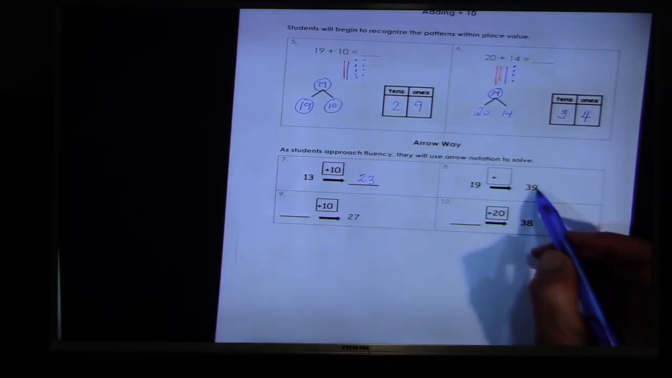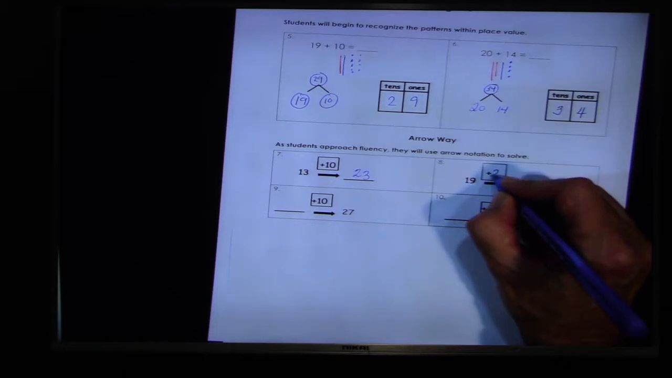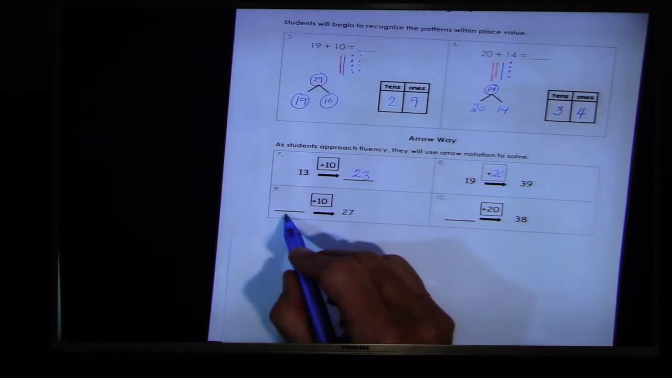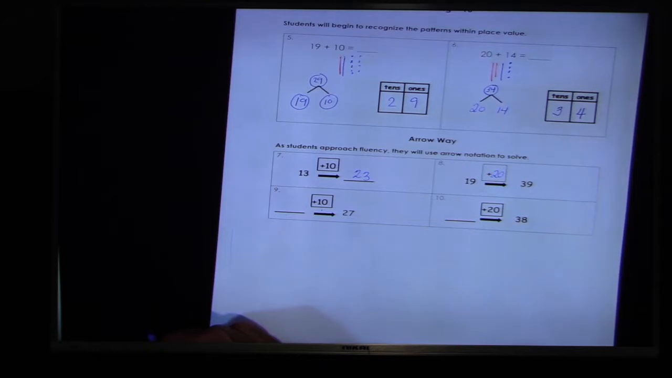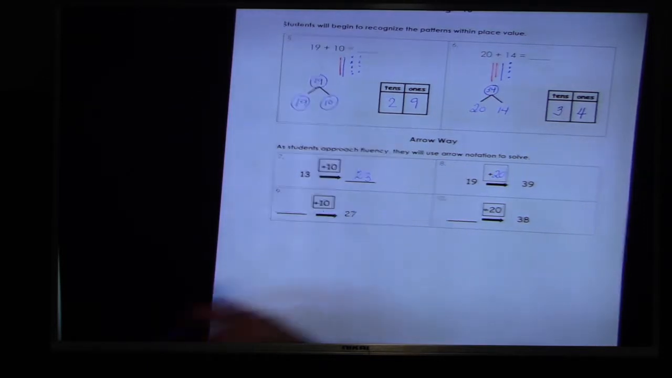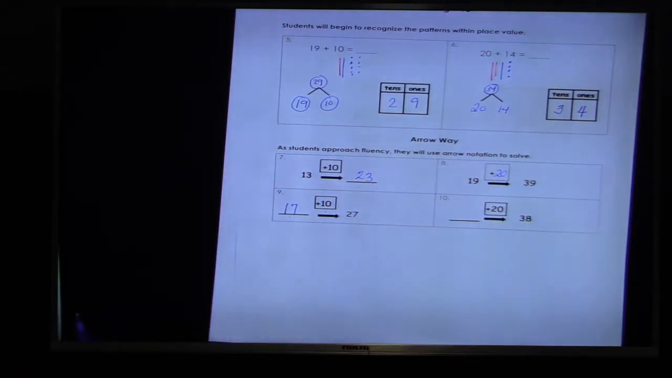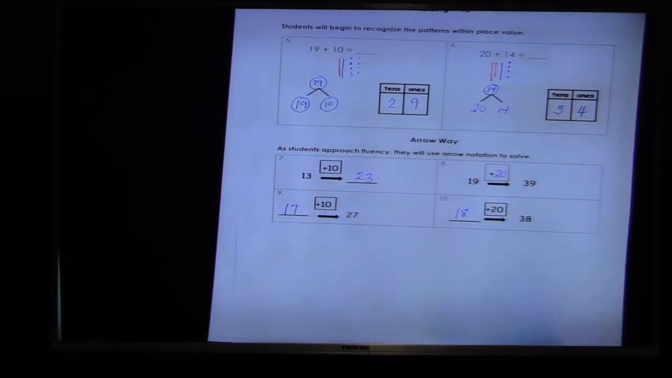Well, my 1 stayed the same, but my tens went up by 2 tens. 2 tens means I had to have added 2 tens, which is 20. If I don't know what I had, and it went up 10 and I got to 27, it had to be 1 ten less. It has to be 17. And that would be 18.